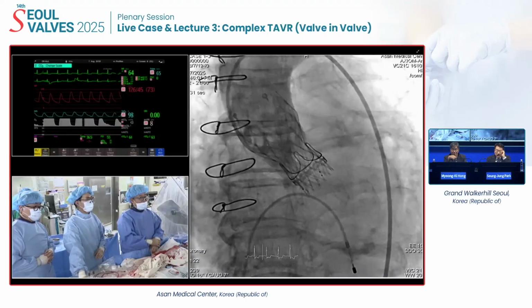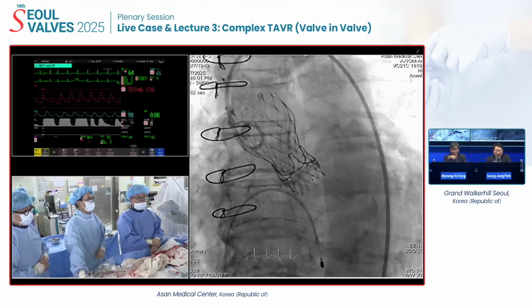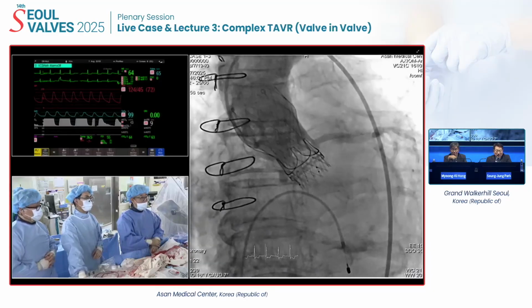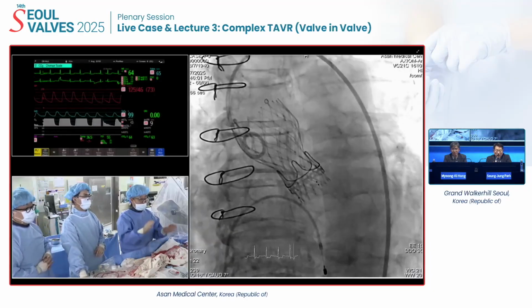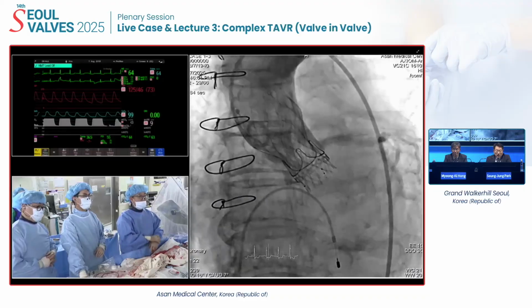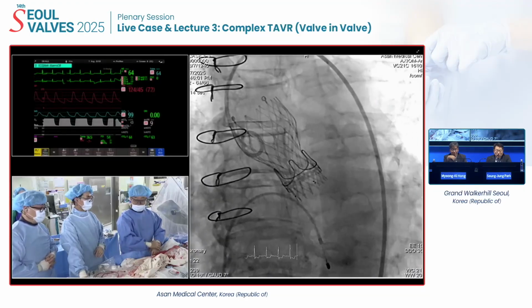And this is one example of a very complex valve-in-valve case, and the low coronary height, the VTC, is very narrow, but the result is, I think, acceptable. So, any last comment?